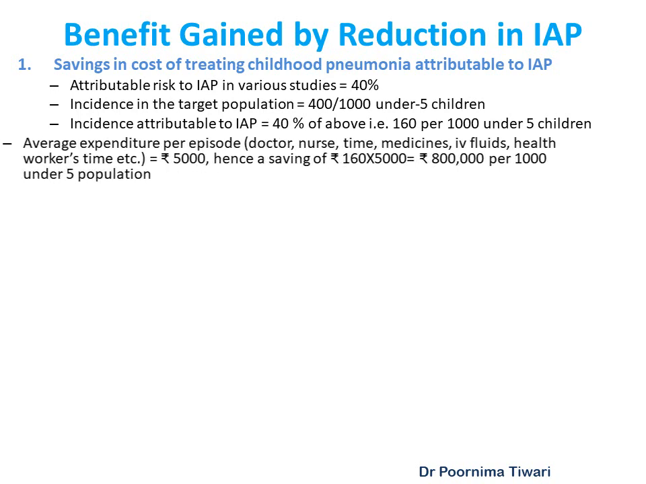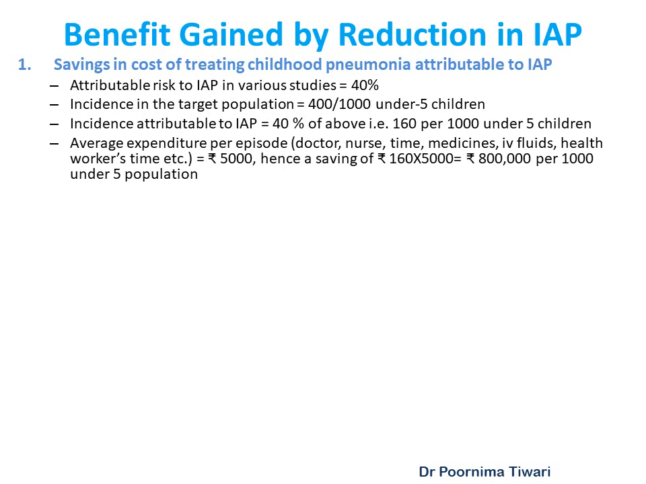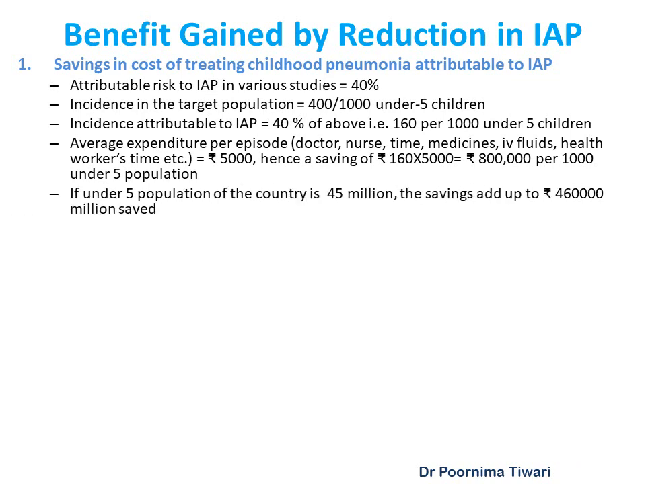And then we calculate the expenditure per episode, the average expenditure like doctor, nurse, the time, the medicines, IV fluids, health workers' time, etc. Let us say it comes out to be rupees 5000 per episode. Hence we save a total of 160 into 5000 rupees per 1000 under 5 population. So if the under 5 population is around 45 million, we save so many million rupees.